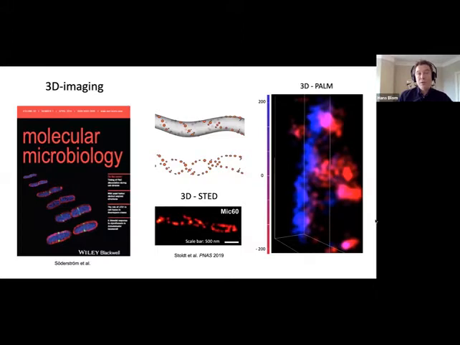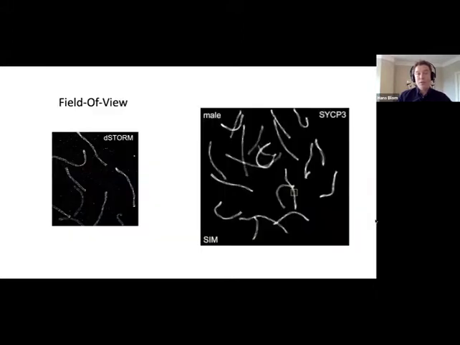And then the fourth thing users ask for is, of course, they want to see more. They want to see a lot. And here it's d-STORM imaging on our system where we see about 20 microns. If we then switch to SIM, we can see 50 microns and still resolve more.